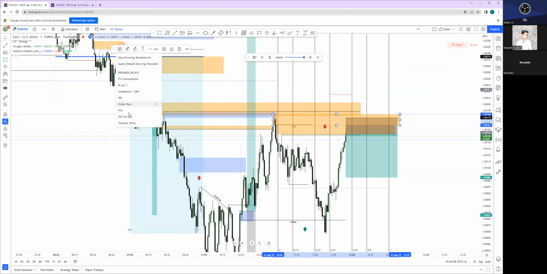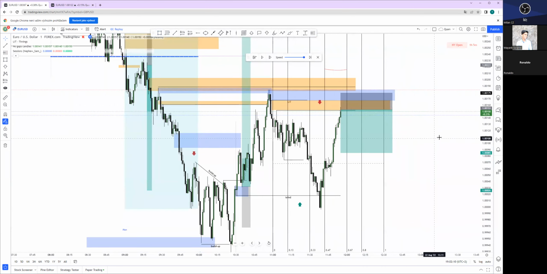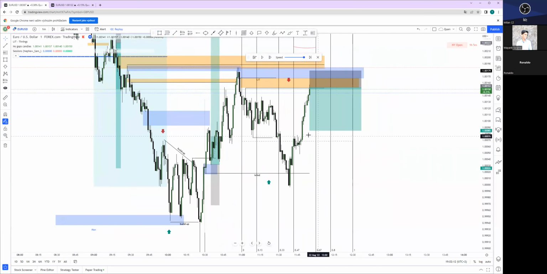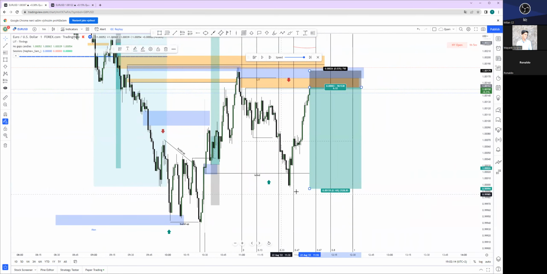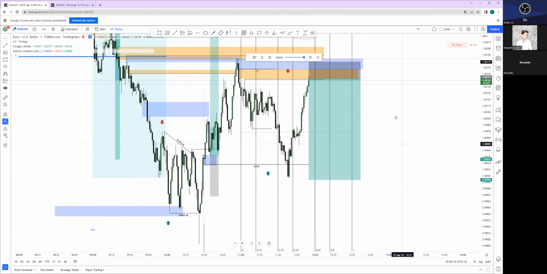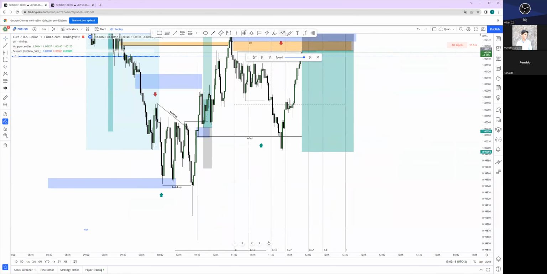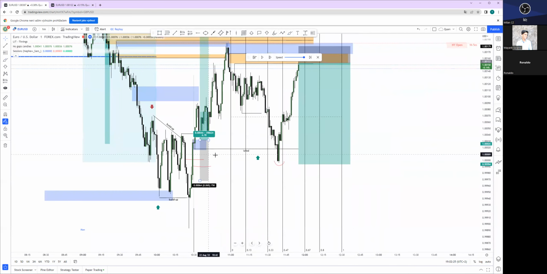And you can target this low as your first partial, as this is nothing, okay? This is just trying to fill the imbalance here. So no importance, and as well as filling this imbalance, what this low just did is it swept the sell side liquidity, right? Making this an inducement low.